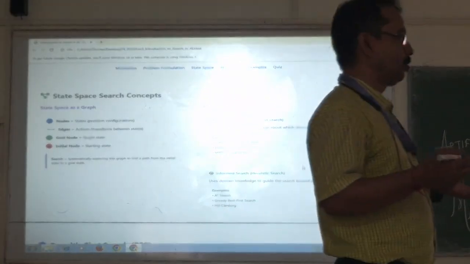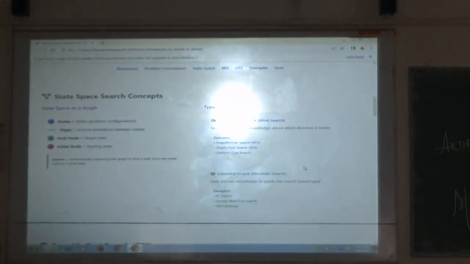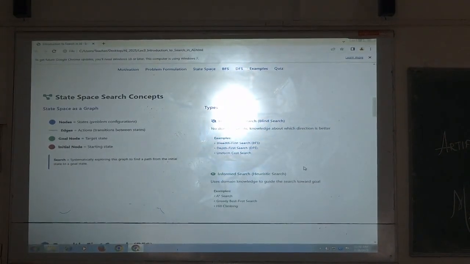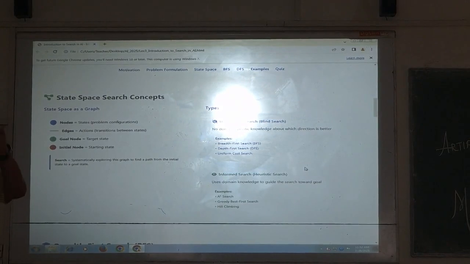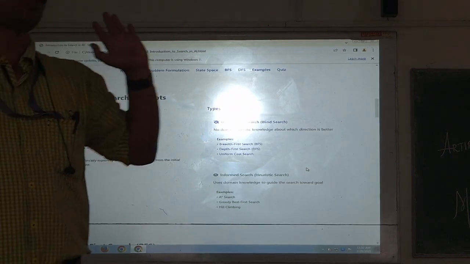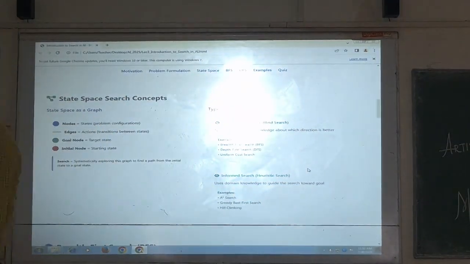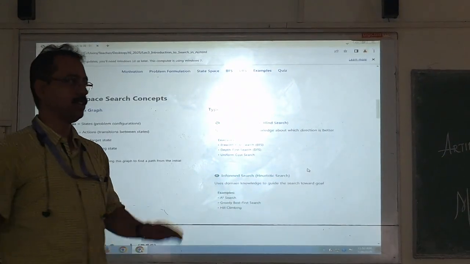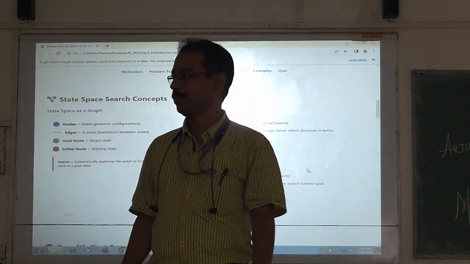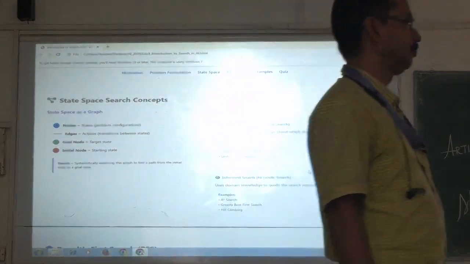Getting it or not? So normally, all the AI search techniques are categorized into two parts. What are the two parts? It is written there. Uninformed and informed. The major clue is given in the name itself. Uninformed means what?